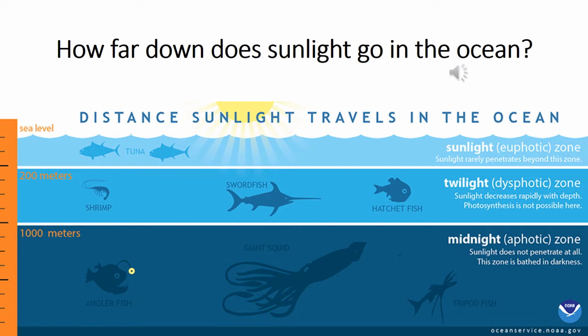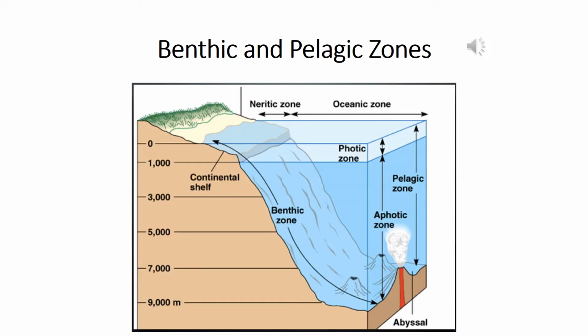The sunlight only goes about, probably about 600 feet in the ocean, 200 meters. There is so much plankton, microscopic organisms within the ocean. By the time you get to about 3,000 feet, it's completely dark, even at noon.